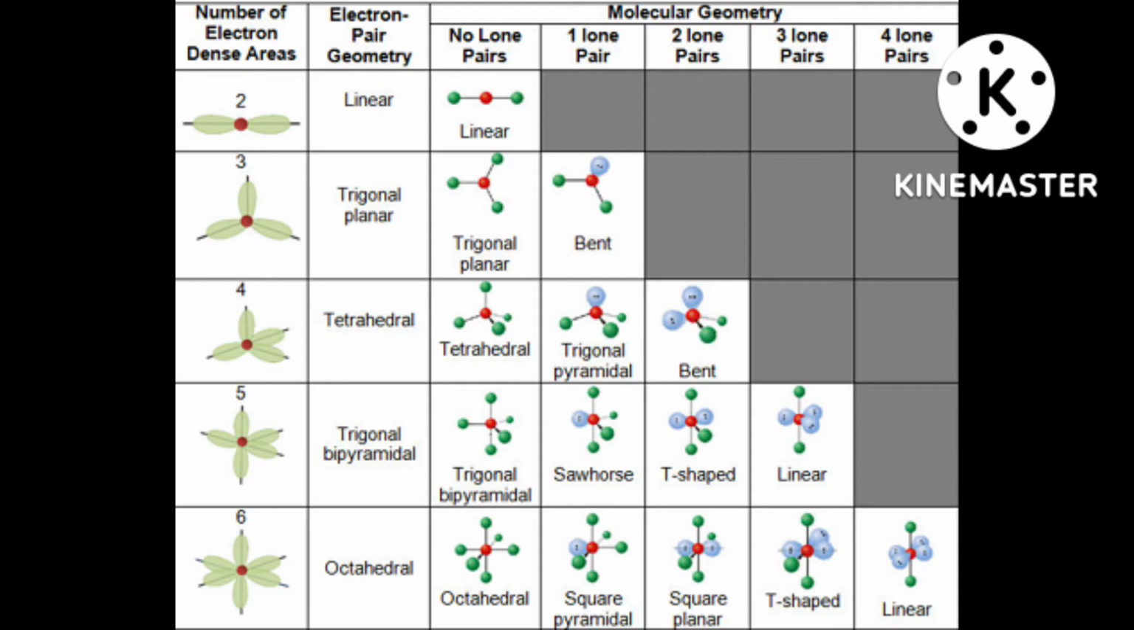Like that way, AB4, AB4E, AB3, AB3E2, like that you will find. E means lone pair of electrons. If one lone pair is there, then only E. If 2 lone pairs are there, then E2. It will be written like that on the side.